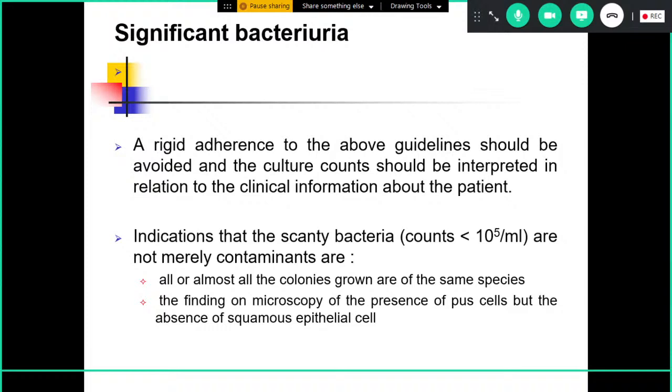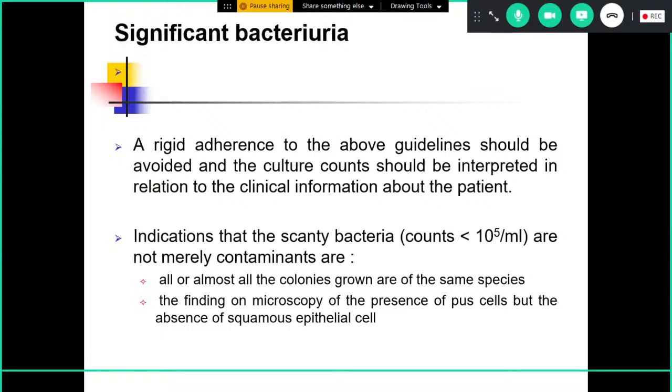Exactly what I was saying some time back, that a rigid adherence to the above guidelines should be avoided and culture count should be interpreted in relation to clinical information from the patients. Indications that scanty bacteria, that means less than 10 power 5, are not merely contaminants are that when we see a pure growth of organisms, that is all or almost all colonies are of the same species. We also call this a pure growth of bacteria.